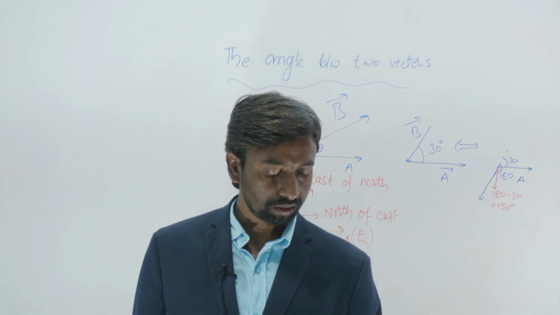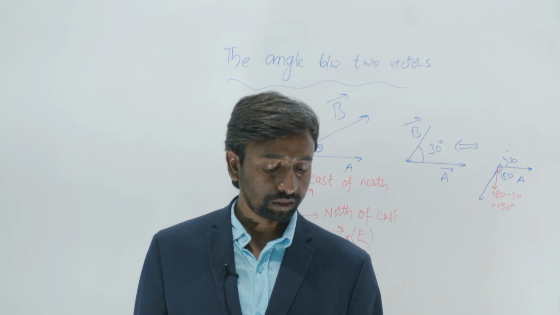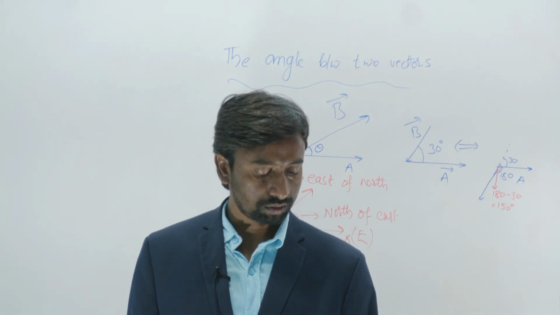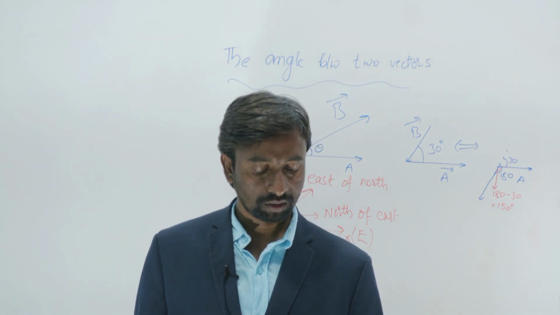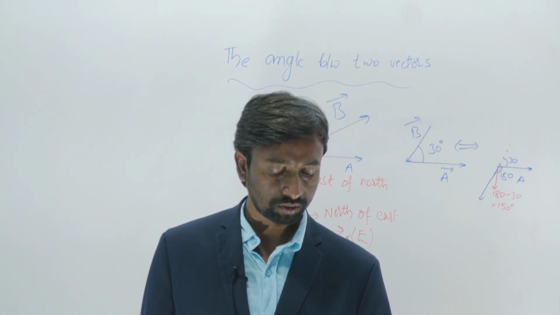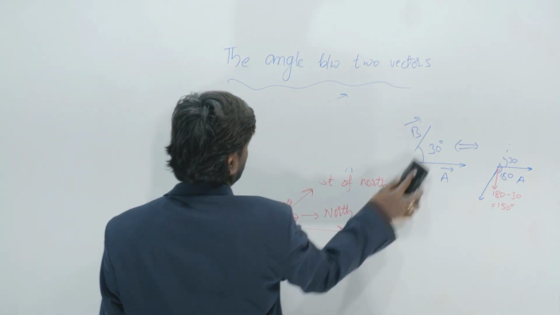A vector whose magnitude is 1 is called the unit vector. A vector whose magnitude is 0 is called the null vector. So the sixth one is the null vector. Seventh, concept based question: the angle between east and northwest. I will show it in the diagram.